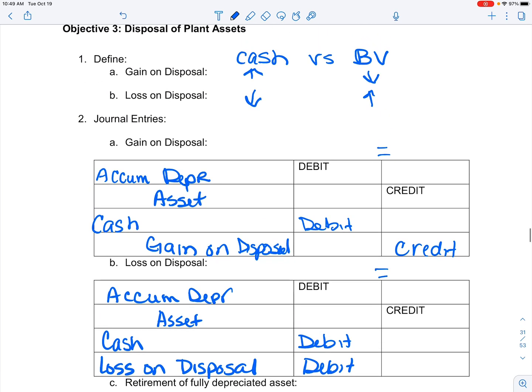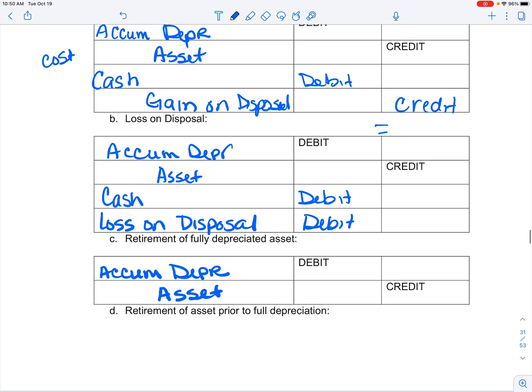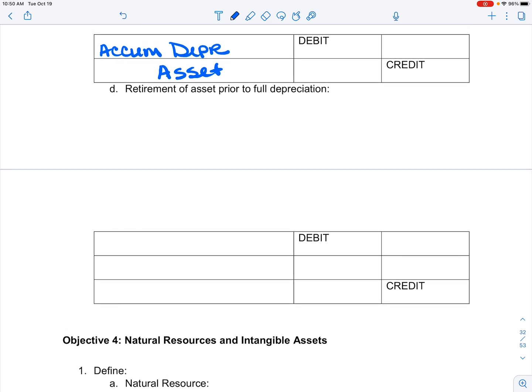So again, you can look at the book value, which is cost minus accumulated depreciation, and your cost is your asset value. So really, we're just looking at these journal entries. And then we can determine, based on how much cash we're getting, if it's a gain or a loss. If, for example, we are going to get rid of this asset prior to its full depreciation, meaning we did not use it for the entire useful life, again, you're going to debit that accumulated depreciation, credit that asset account, but since we're getting rid of it prior to its full depreciation, we're always going to recognize a loss. And that's going to be a debit.